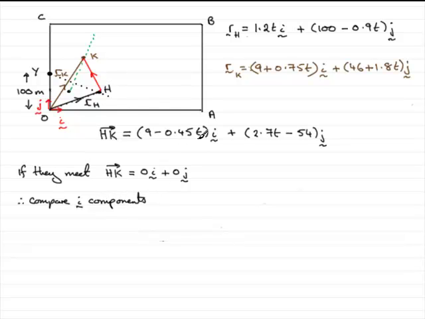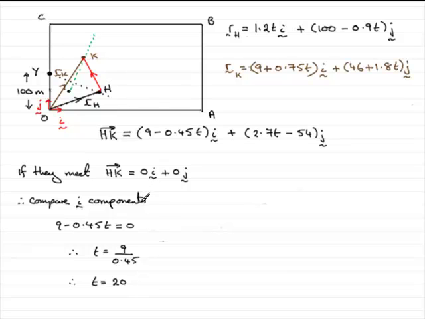it means that 9 minus 0.45t in the i direction should equal the 0 here. And if we rearrange this to make t the subject by adding 0.45t to both sides and then dividing by 0.45, you get that t equals 9 over 0.45. Do that on a calculator and you end up with t equaling 20 seconds.